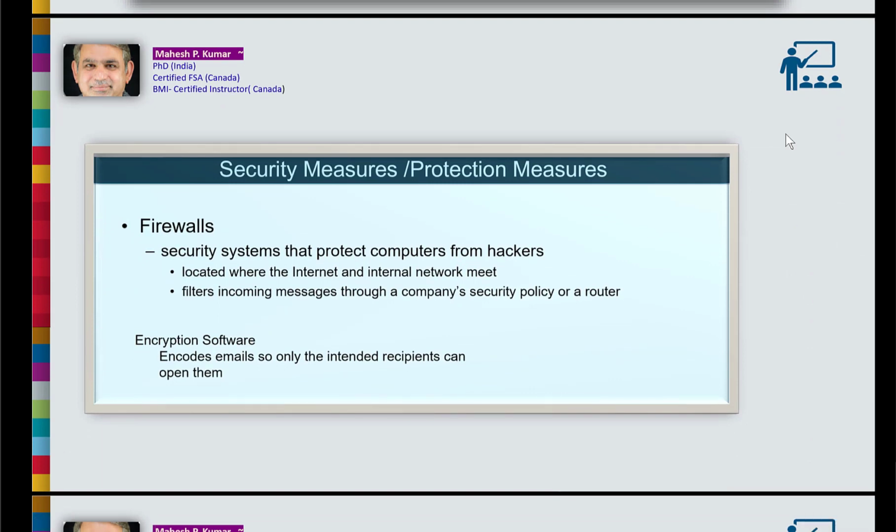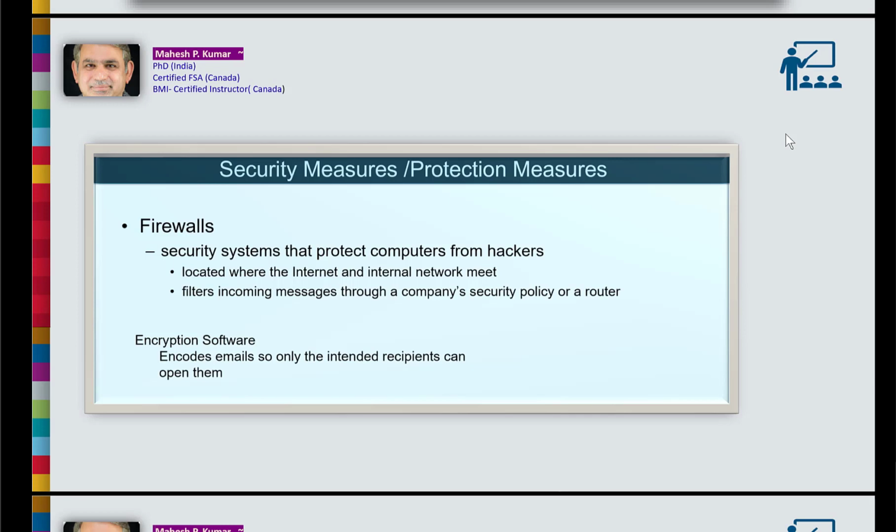Some measures are biometric measures, where access to the system is allowed by your fingerprints or thumb impression. But some measures are non-biometric, like firewalls. A firewall is hardware and software which is installed, and it helps you protect your computers from hackers and perpetrators, who may be located on the internet and trying to access your internal network in an unauthorized way. So the firewall would stop or block that attempt.